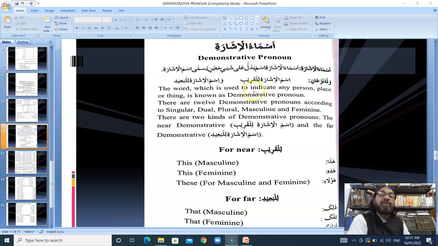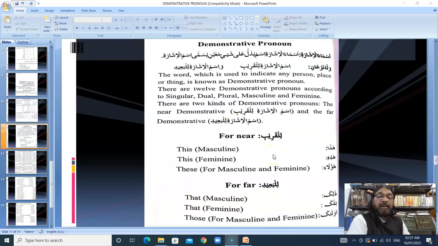The word which is used to indicate any person, place or thing is known as demonstrative pronoun, asma'ul isharati. There are 12 demonstrative pronouns according to singular, dual, plural, masculine and feminine. There are two kinds of demonstrative pronouns: the near demonstrative, ismul isharati lil qarib, and the far demonstrative, ismul isharati lil ba'id. So I think it is more clear. That is why I included this page.